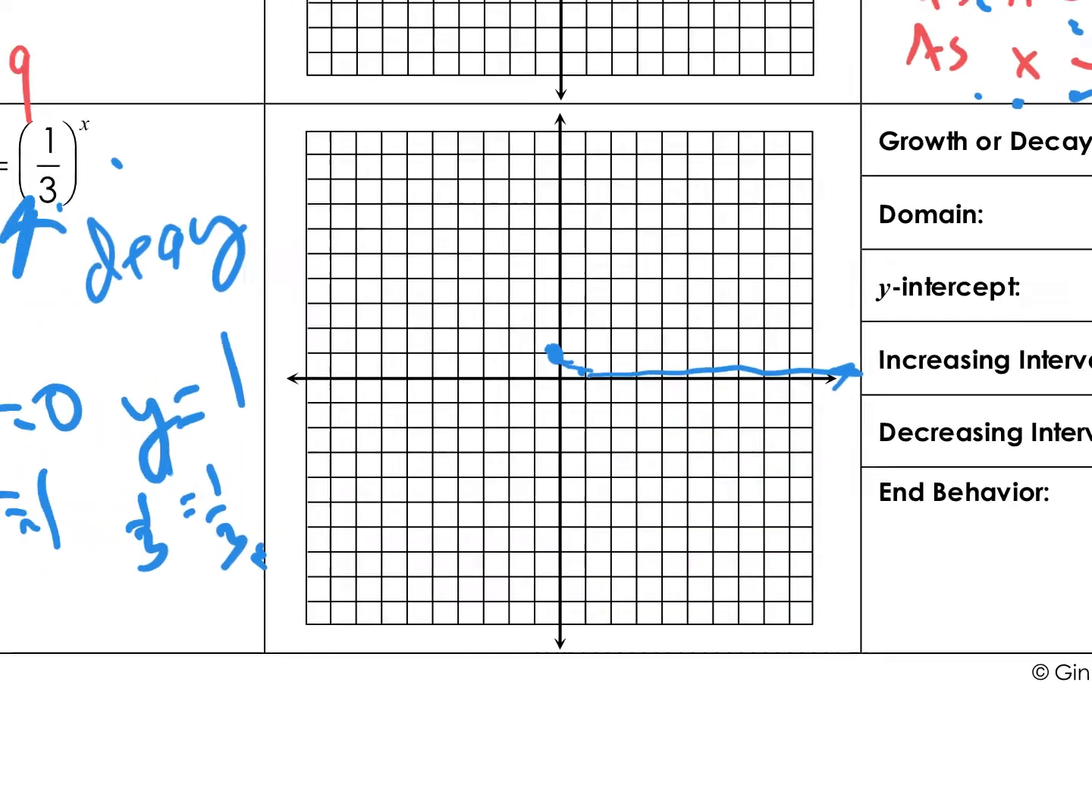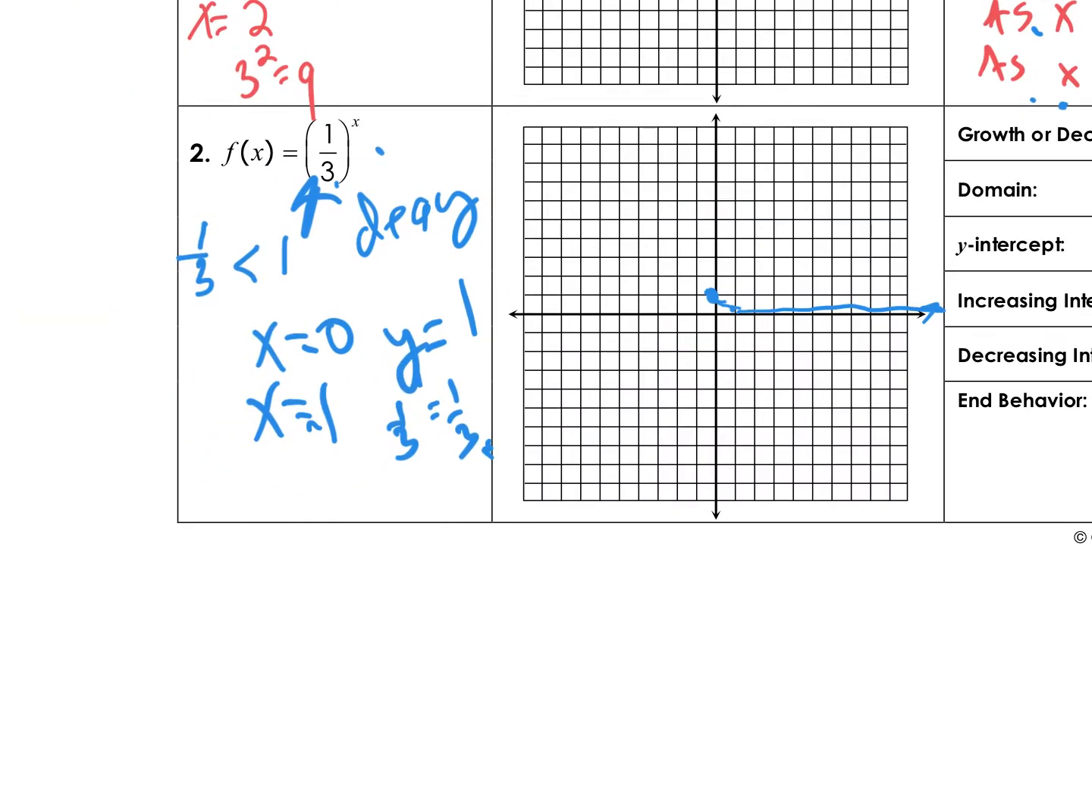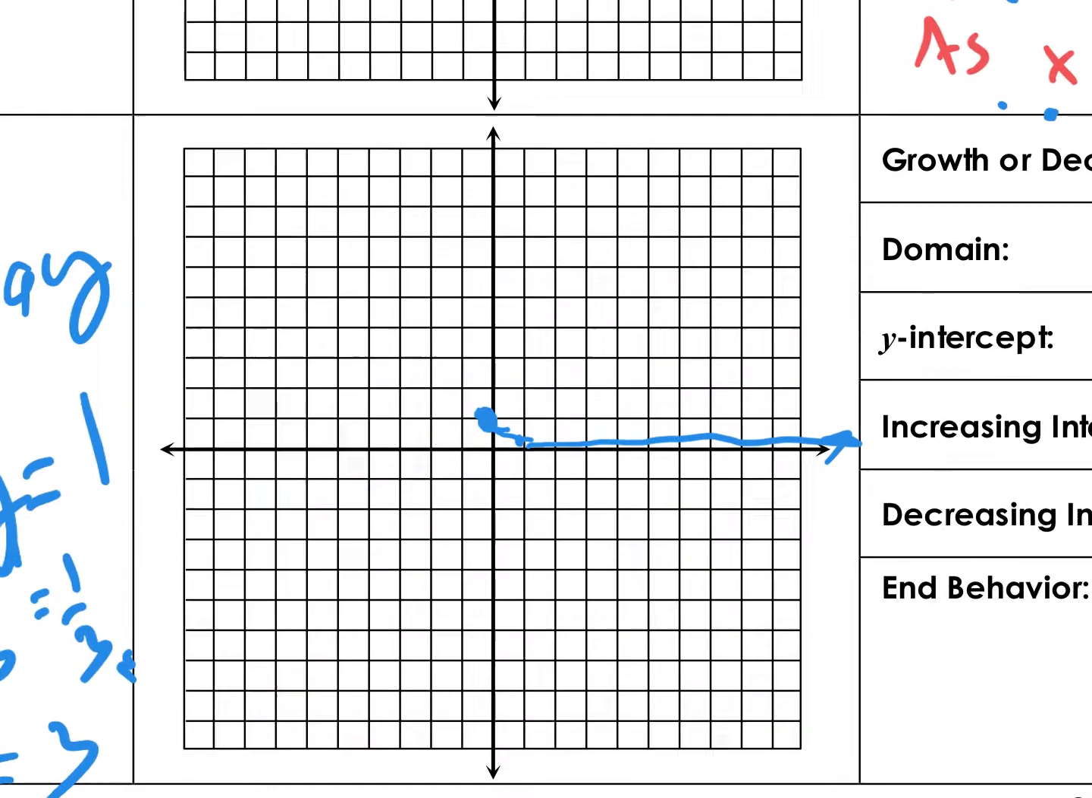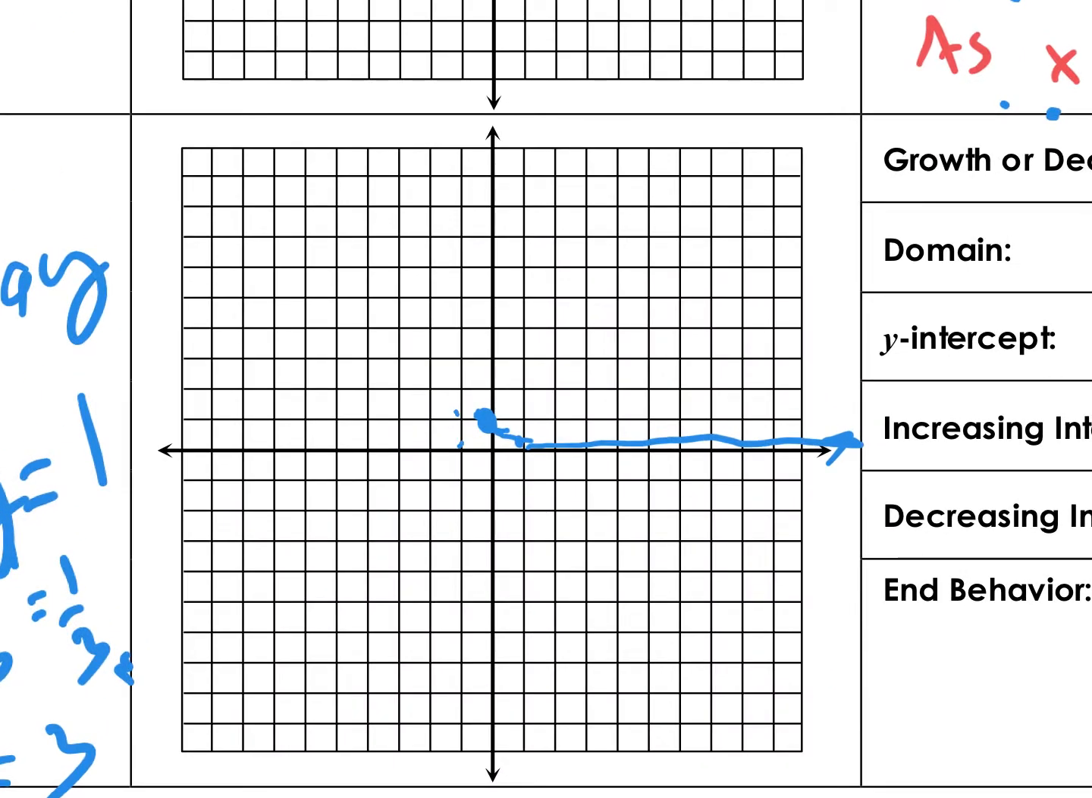And as I go to the left, it's going to go up. If you want to put a negative x just to see what happens, when x is negative 1, 1/3 to the negative 1 really means 3. You can use your calculator if you want. So as I go to negative 1, 1, 2, 3, it's going to go up there. So you can get a couple more points there. There's my decay. You see how it falls to the right?